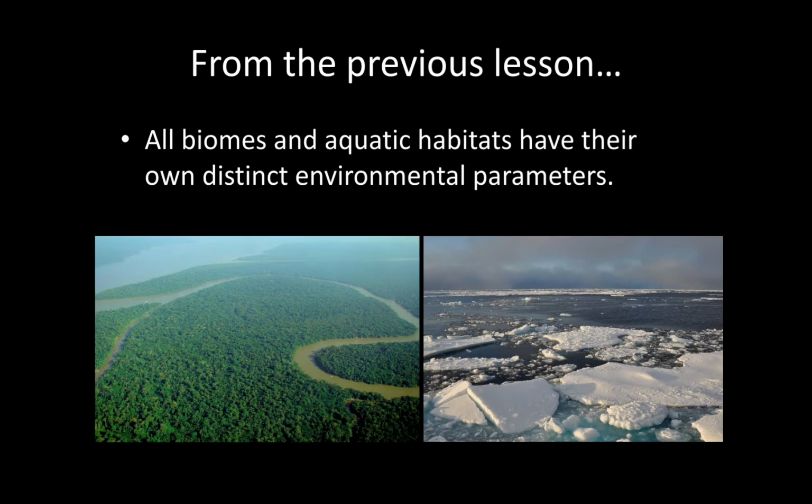So from last week's lesson, which I hope you already finished, you learned that all biomes and pretty much all habitats, terrestrial and aquatic, have their own distinct environmental parameters. Okay? They have their own sets of normal temperatures or precipitation levels that happen all throughout the year, with some changes, of course, based on seasons. For example, in the tropical rainforest, what you'd expect are high amounts of rainfall all throughout the year and roughly a uniform level of temperatures, which is usually high.